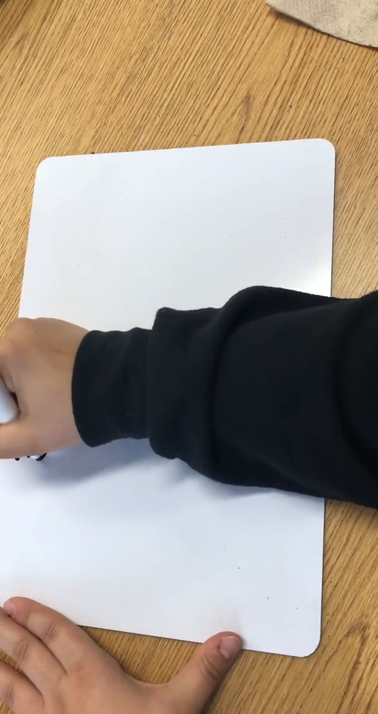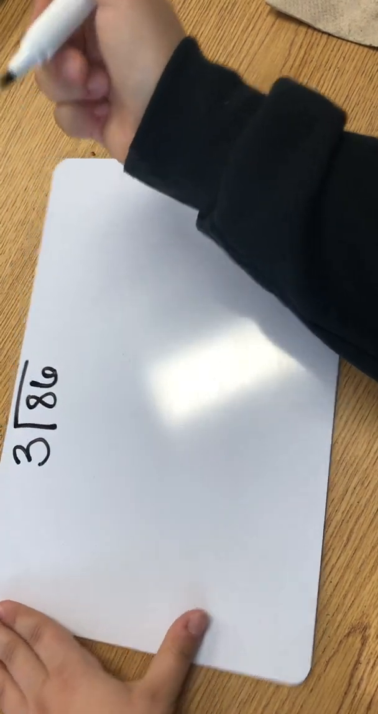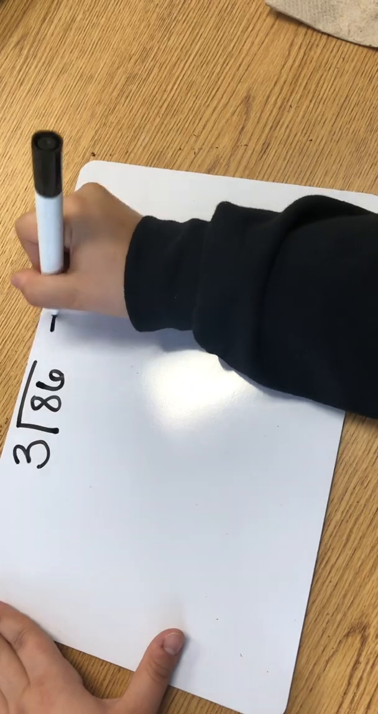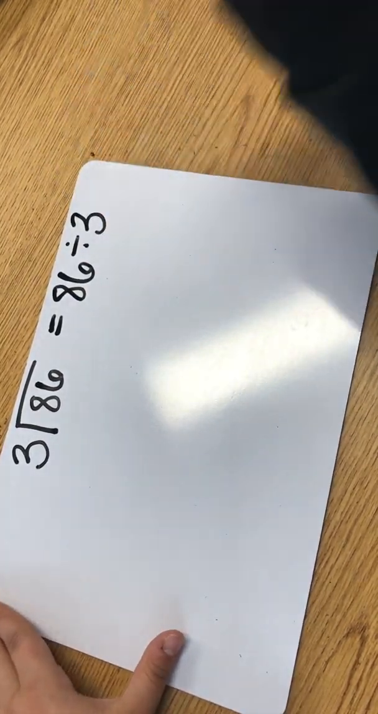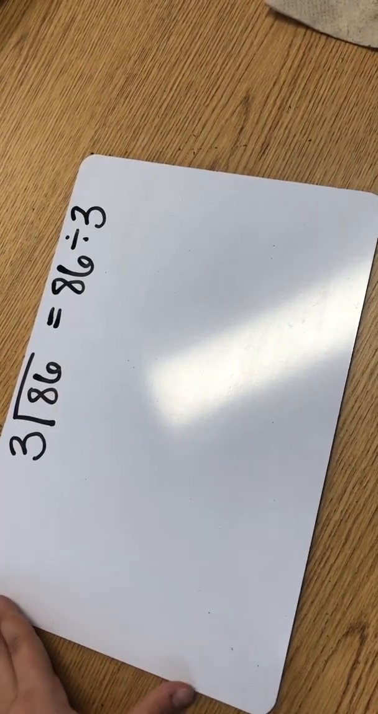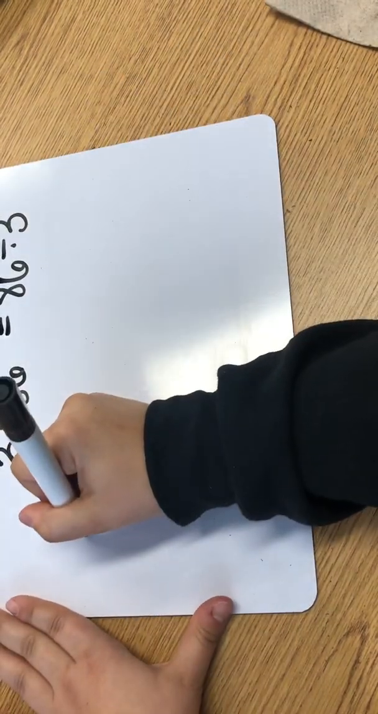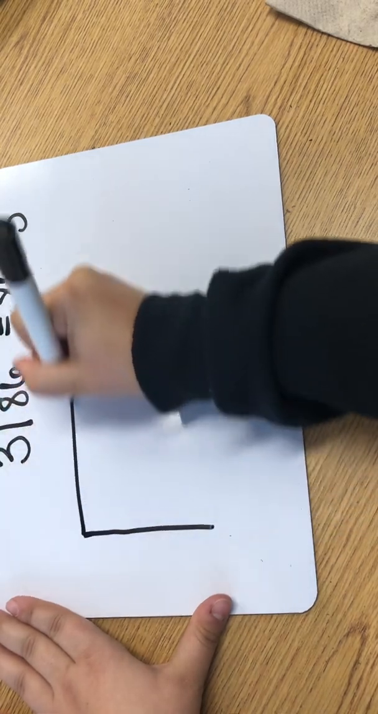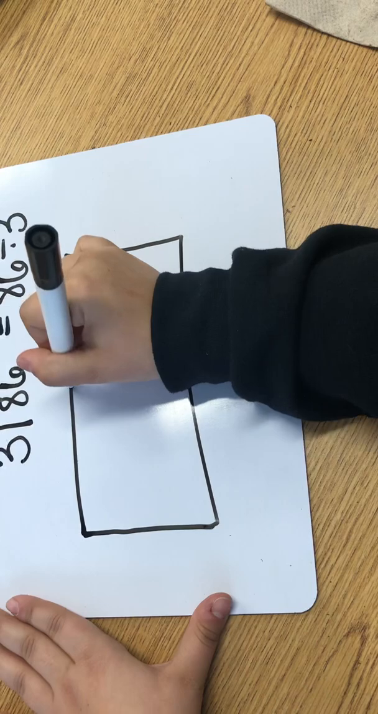So we'll start with, let's see, 86 divided by 3. Okay, so it can be shown, 86 divided by 3 can be represented this way, or it can be represented this way. It's the same thing. 86 divided by 3 is equal to 86 divided by 3. 86 is a pretty big number. So what I can do is I can draw a picture to represent that.